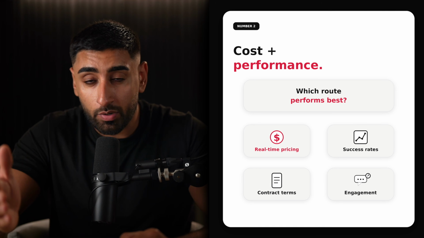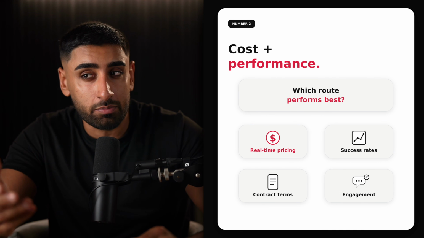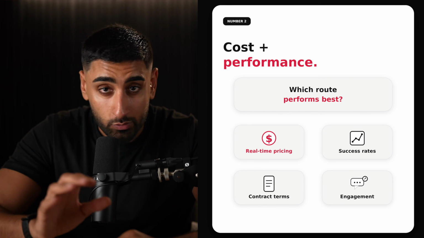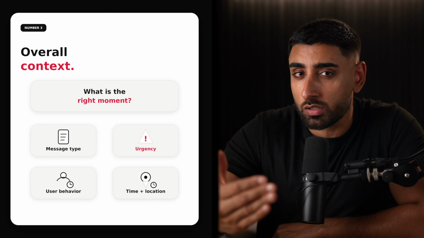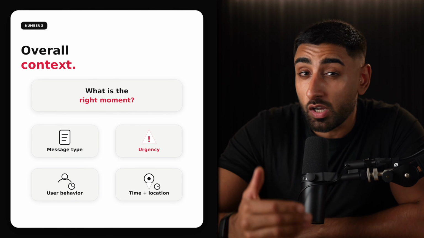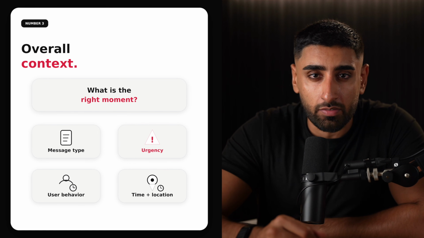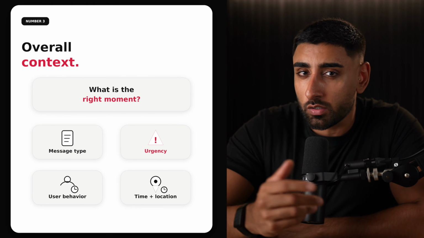Number two, cost and performance. So we're talking real-time pricing, success rates, contract terms, engagement metrics. Again, they handle all of that for us. And number three, the overall context. What type of message was sent? How urgent is it? What's the recipient's typical behavior? Or what time of day and where in the world are we sending this message?